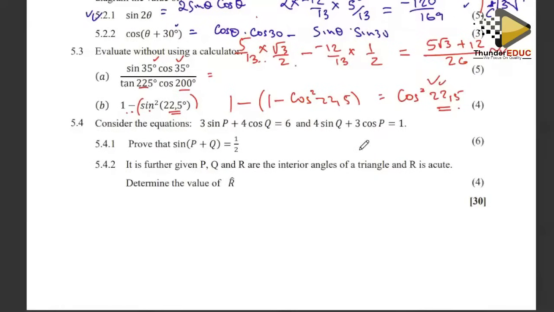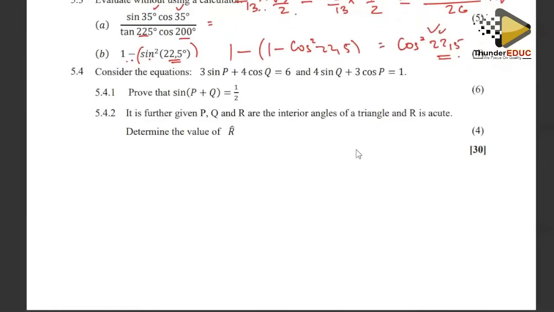All right, 5.4, we have 3 sine p plus 4 cos q is equal to 6, and 4 sine q plus 3 cos p equals 1. Can we prove that the sine of p plus q is a half? 6 marks. What are you going to do there? Okay, so what I'm going to do, because it's a bit tricky, is this.